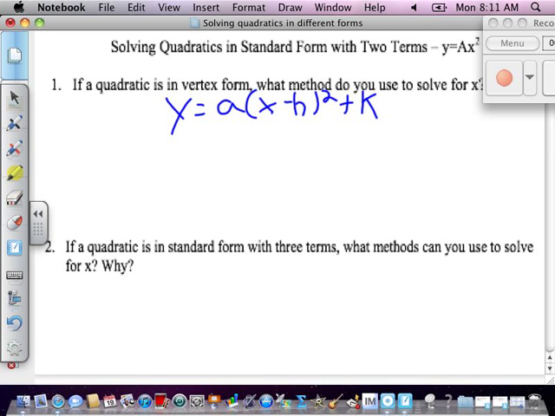Let's take it in parts then. What would we do to figure out what x was if we knew y was 0, for example? Anybody remember what we would do first? If this is my equation, what do I have to get rid of first? The a, the k, the h, k. So we would subtract first. After we subtracted, what would be left? What would I get rid of first? The a. Divide by the a.